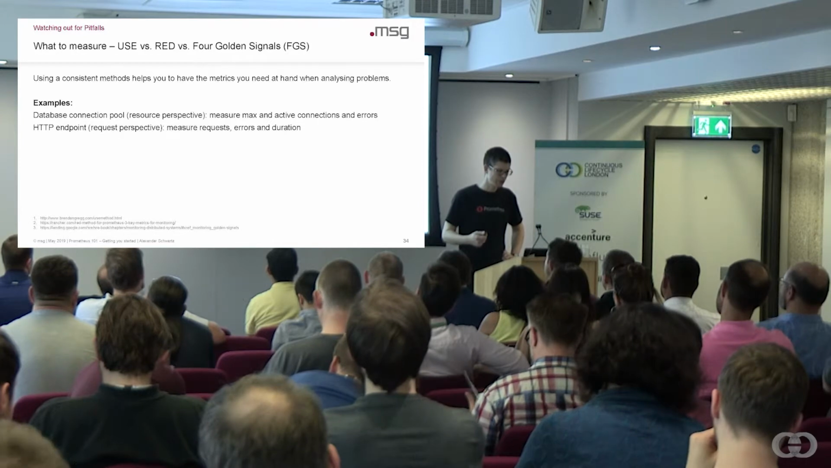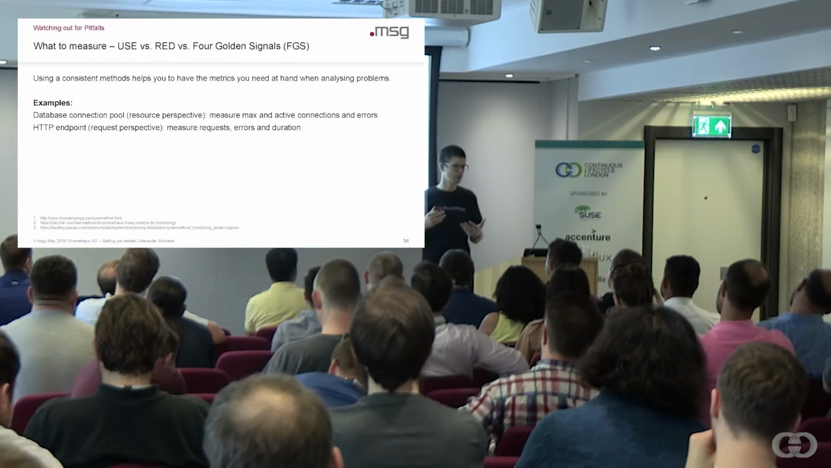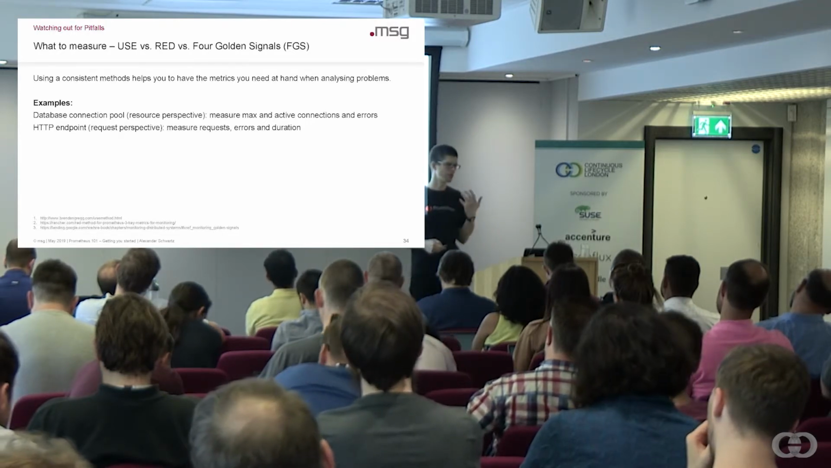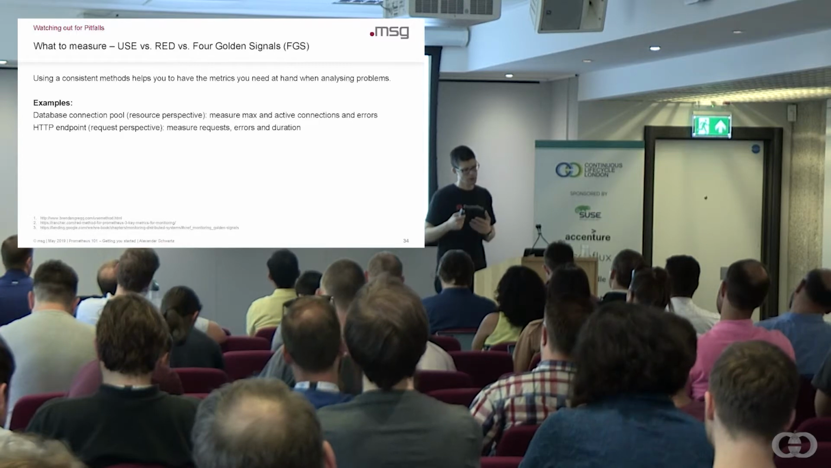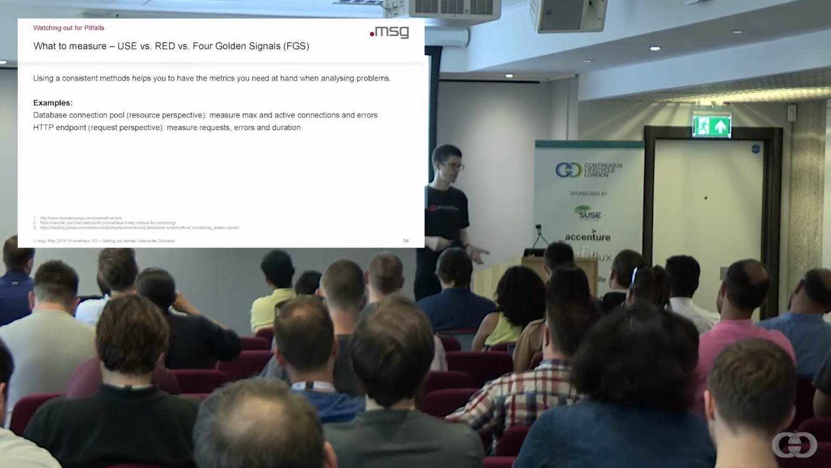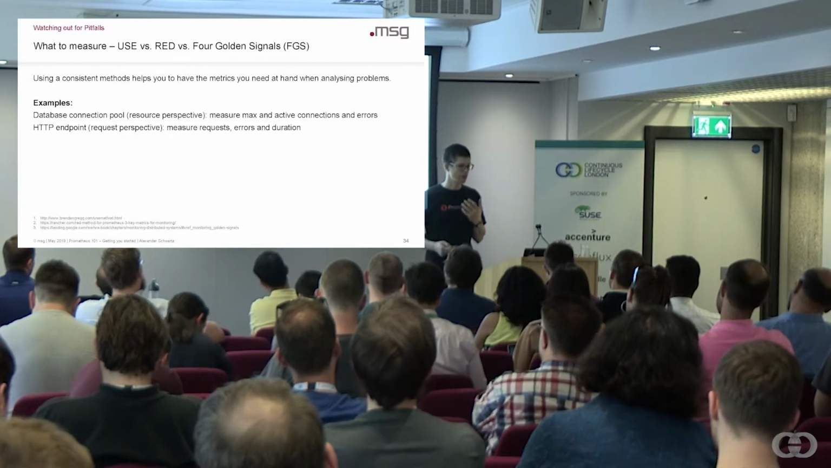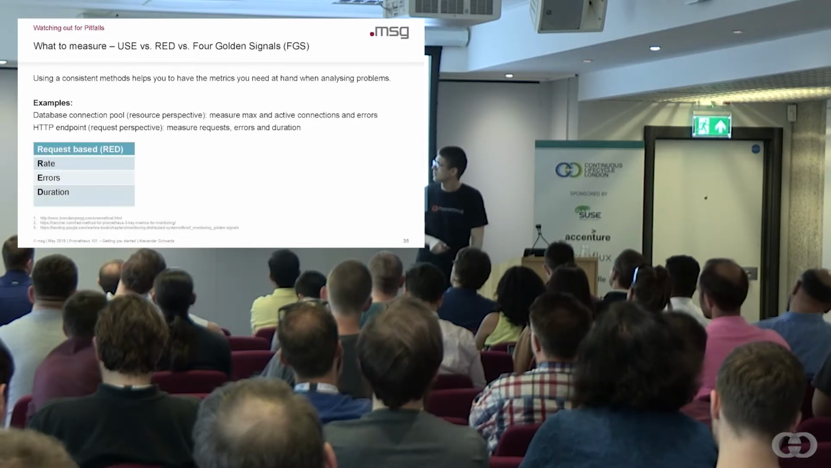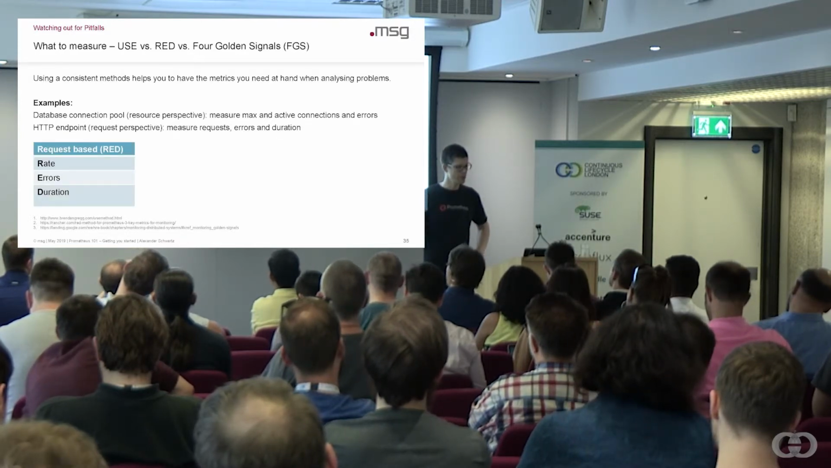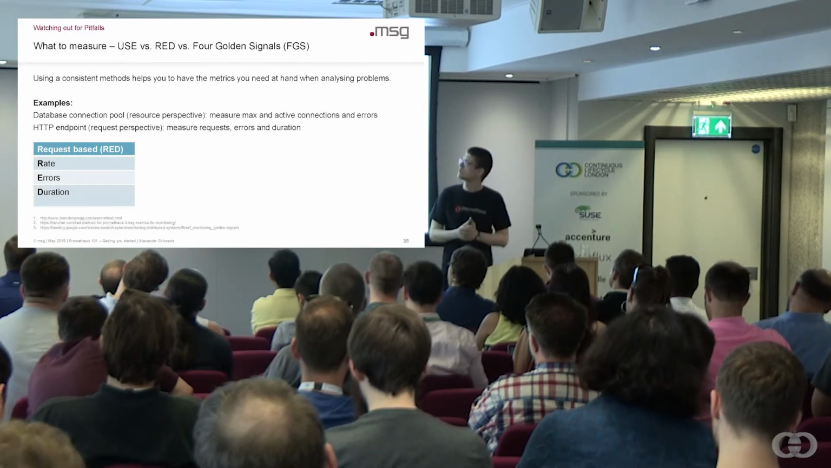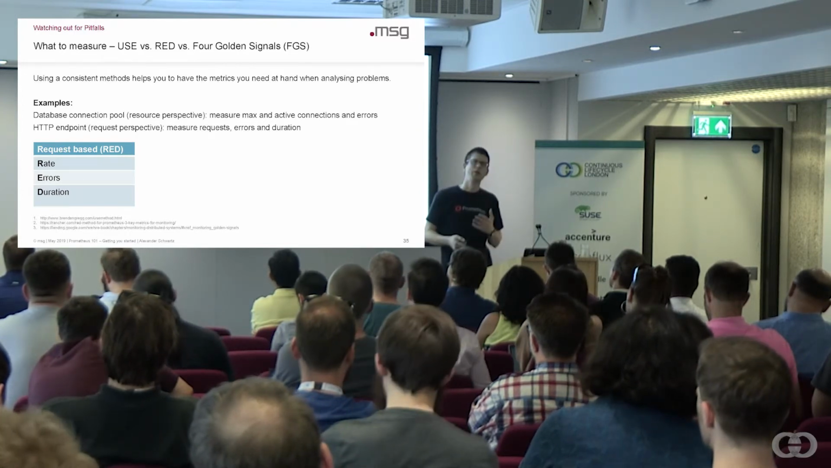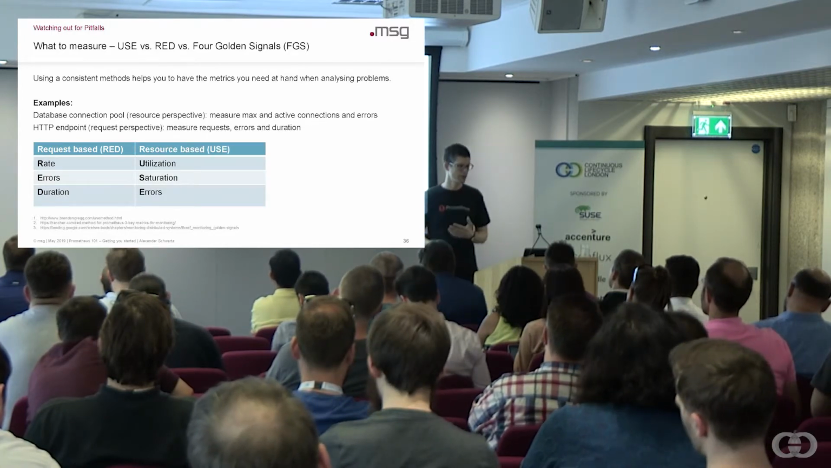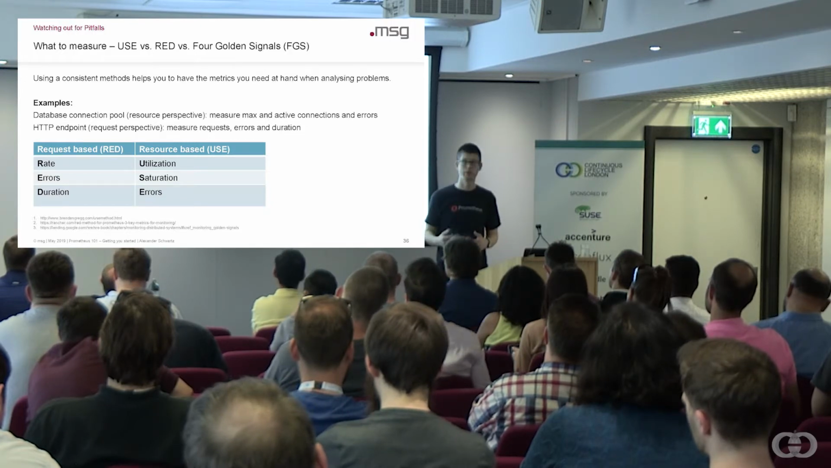Take a database connection pool as an example: you want to measure the maximum number of connections possible, the active number of connections, and the errors. When you go to an HTTP endpoint, it's more of a request perspective. You want to measure the requests, the errors, and the duration. Let's see how these map to this request-based approach. For request-based things, you would measure the rate, the errors, and the duration. If you have something that's resource-based, you would measure utilization, saturation, and errors.